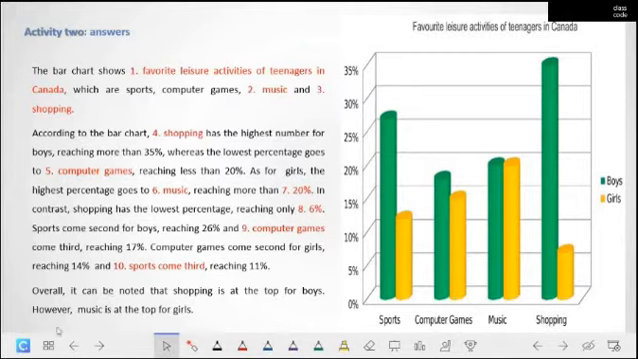However is a contrast word. So this is another contrast word. It means but, though it is a little bit more informal. You can use it at the very beginning of a sentence. It can come in the middle of a sentence, but after a comma. But normally it comes at the very beginning of a sentence. However, music is at the top for girls.